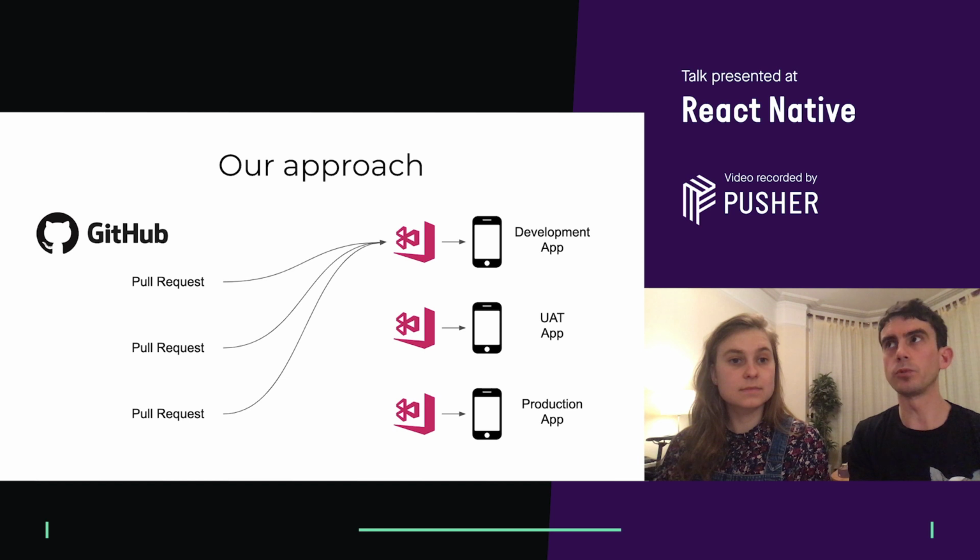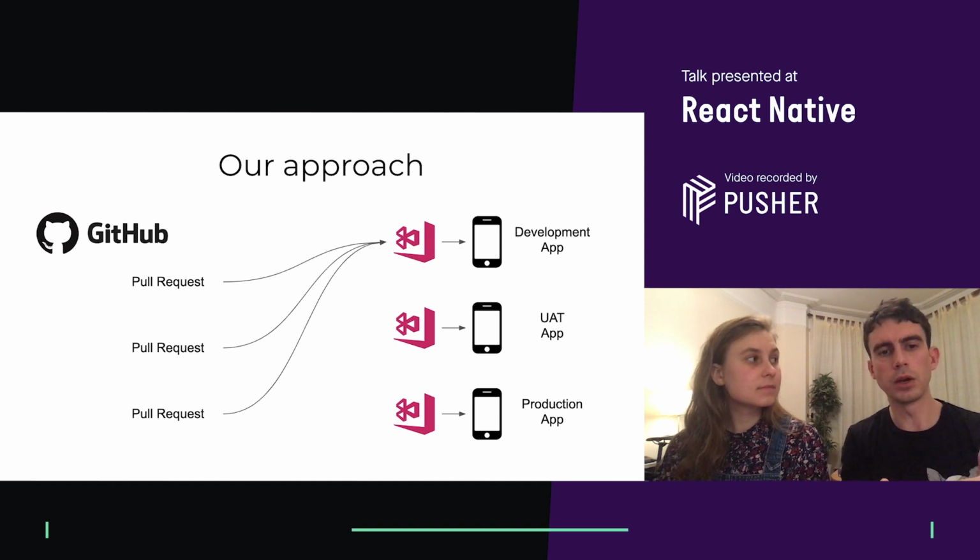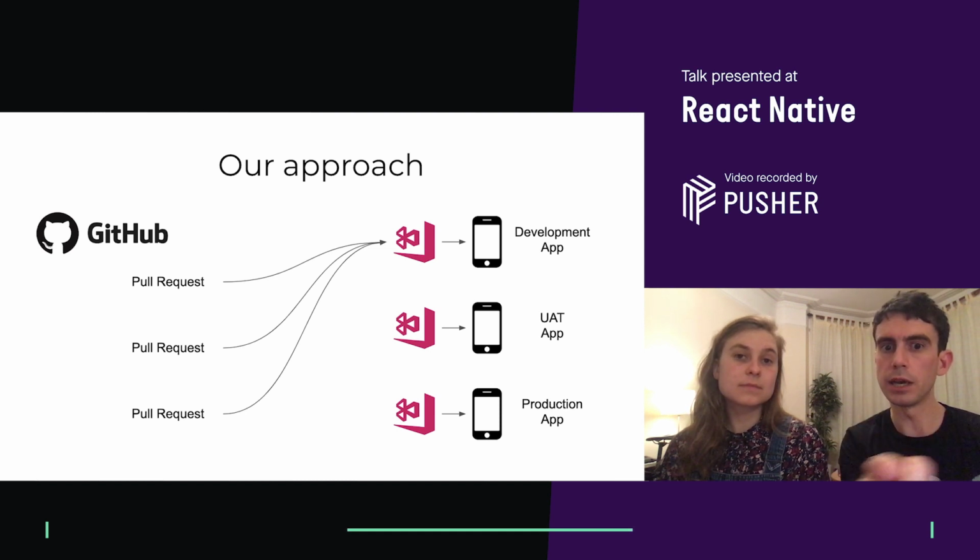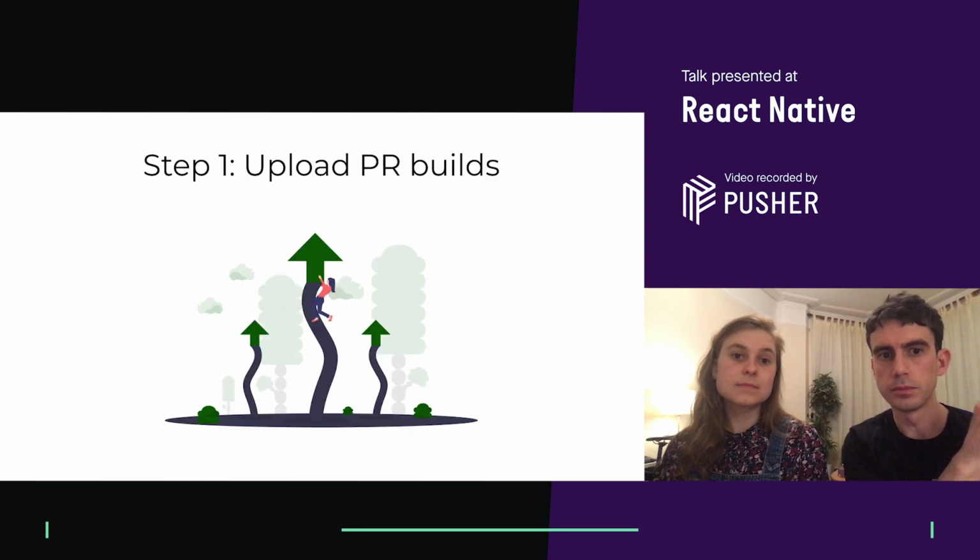So the approach we came up with, since we're already using App Center and Code Push, this is a way of easily and quickly pushing out changes. Can we somehow leverage that to get this effect? So the approach we came up with is on GitHub, for each pull request, we push a bundle for that pull request to App Center, where the development app can access it. So it's only for the development app, not for the UAT or production apps. Those are separate apps in App Center. So we will walk you through the process of how we went about implementing that.